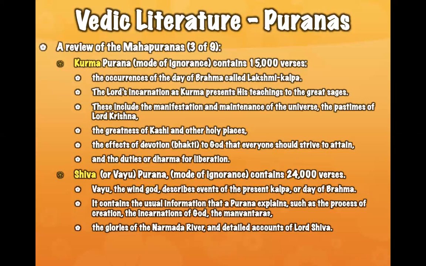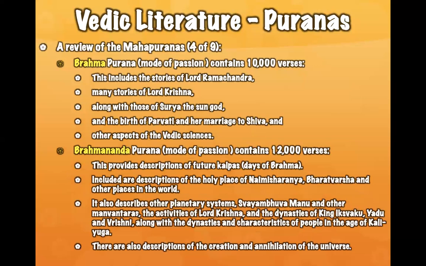Finally, in the mode of ignorance, the Shiv Puran, also known as the Vayu Puran, they're quite closely connected. 24,000 verses. Vayu, the wind god, describes the events of the present Kalpa or day of Brahma. It contains the usual information that a Purana explains, such as the process of creation, the incarnations of God, the Manvantaras, the glories of the Narmada river, and detailed accounts of Lord Shiva. So those are the 6 in the mode of ignorance.